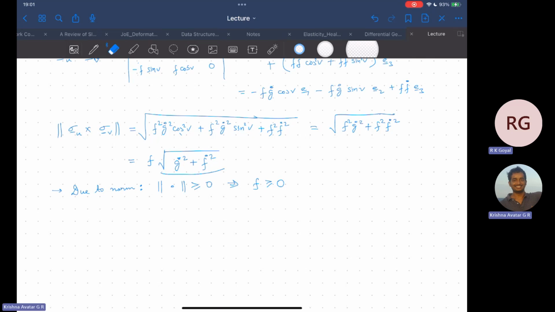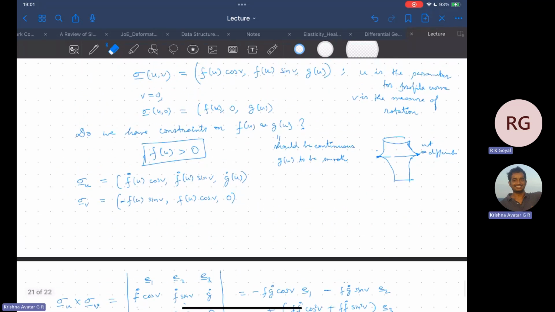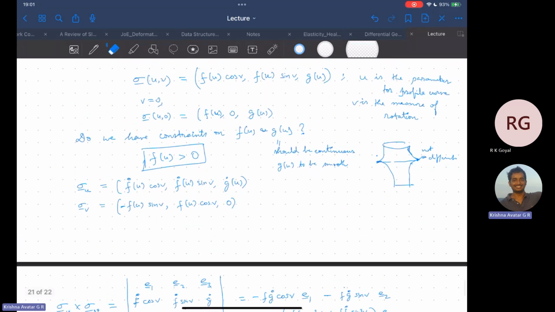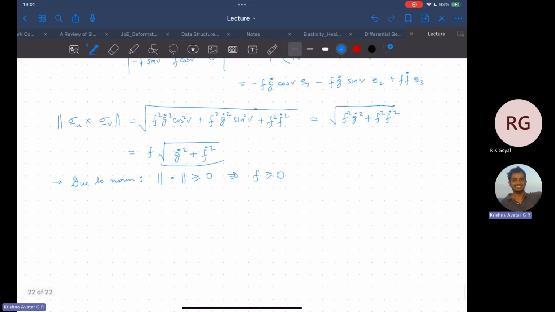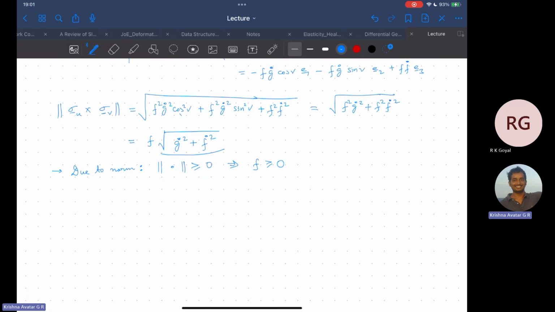But this was already a condition, that f is greater than zero. The thing is, we arrived at this from a geometric point of view. So this was just a guess of ours. We were just guessing, because it seems very obvious from the way we define the profile curve and the root. We could see that we could prove it mathematically as well, that it's true.